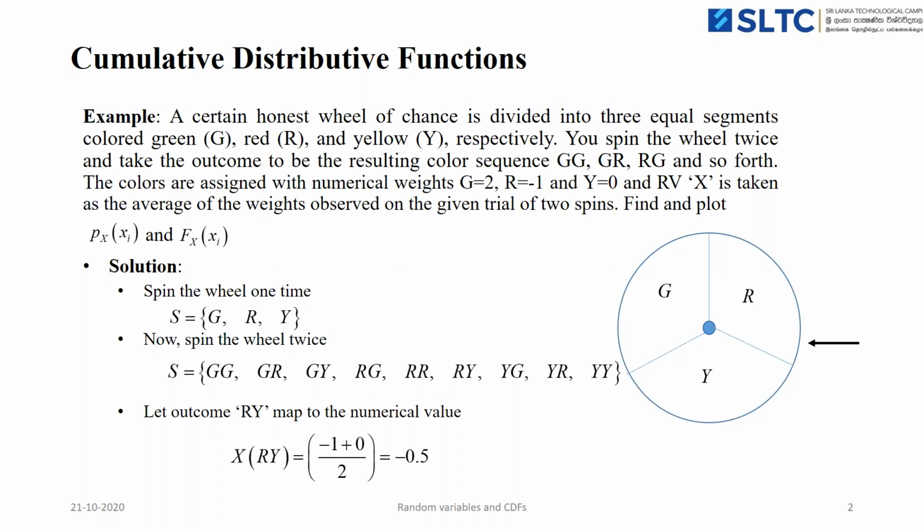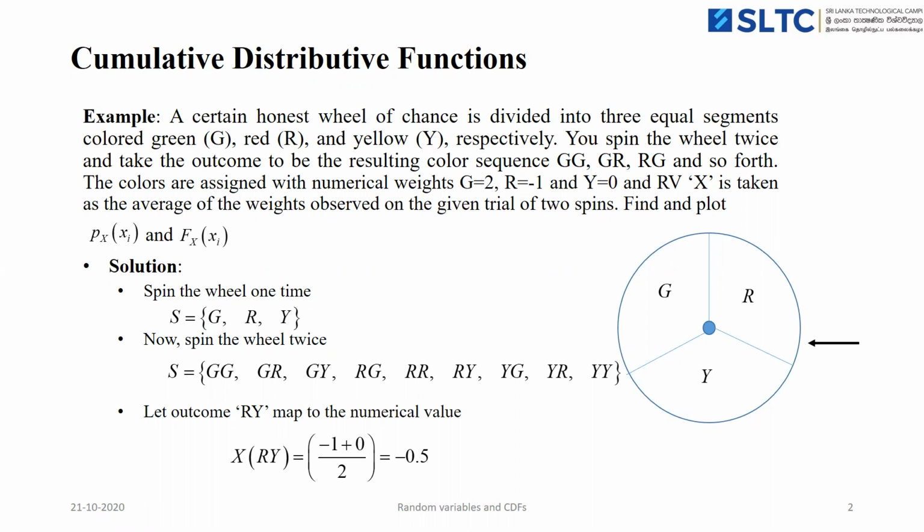So you can see here the diagram shows the spinning wheel. It is divided into three segments. The color green is indicated by G, red by R, and yellow by Y. Okay, so now assume that we are spinning the wheel one time. There may be chances for green or red or yellow. So the sample space consists of the three possible outcomes, that is G, R, and Y.